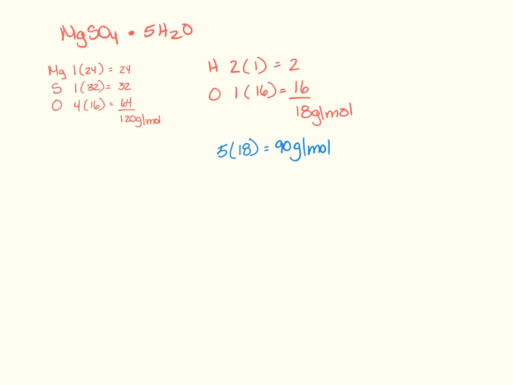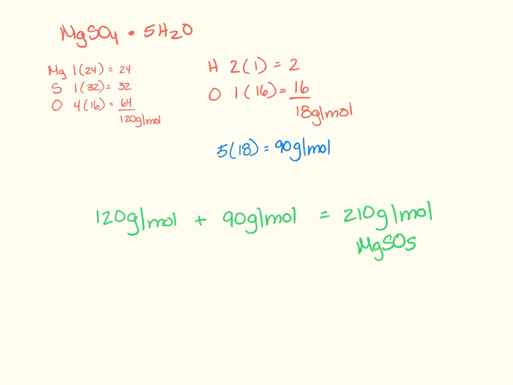Okay, now that I've moved them off to the side, I can show you that we can take the 120 grams per mole for the salt and the 90 grams per mole for the water, and we will get the total of 210 grams per mole for the entire magnesium sulfate pentahydrate, which is 5 waters.